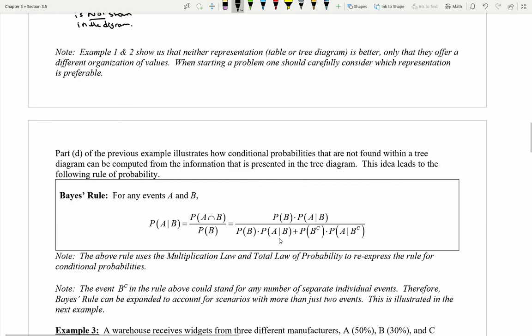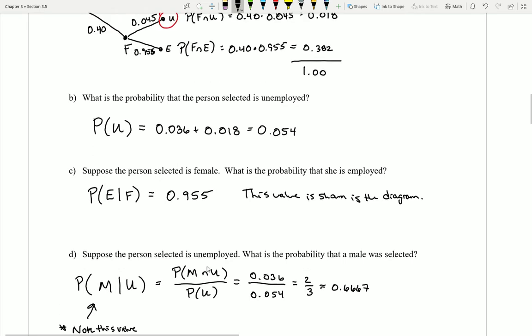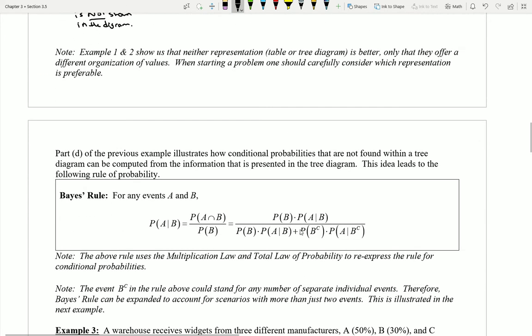Notice in the denominator, I had to do the same thing. To find the probability of the single event, I had to go back to my tree diagram and find all the times that I could have selected U's. So I'd have to do probability of F times probability of U given F. That gets me this value. Probability of 0.6 times the probability of 0.06, or male times unemployed given male. And when I added those two results together, just like here I'm adding these results together, I get the denominator.